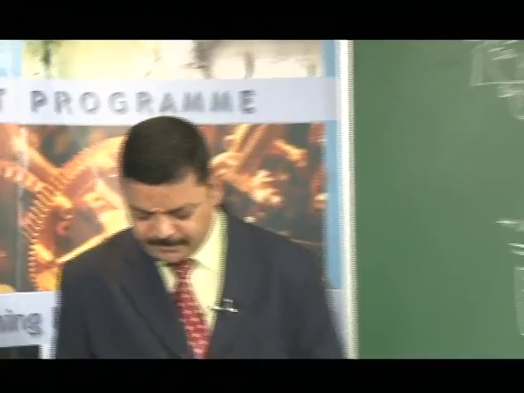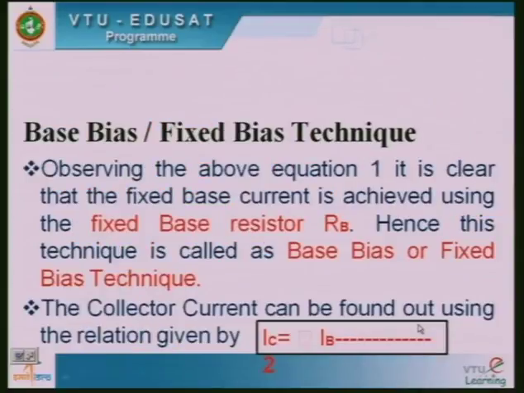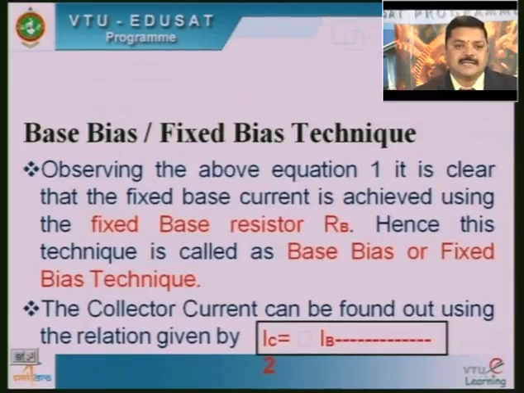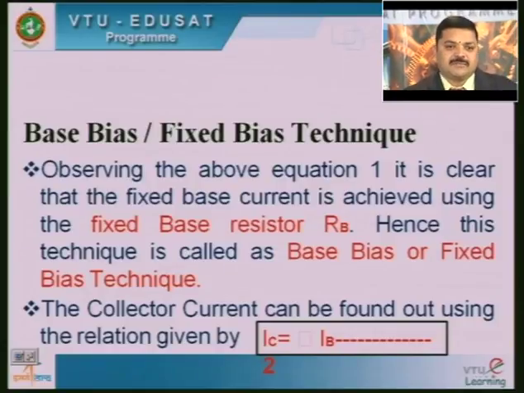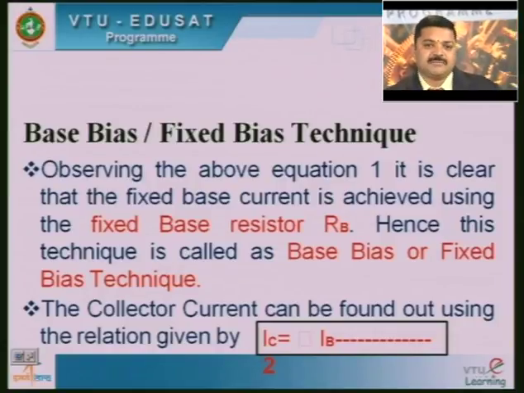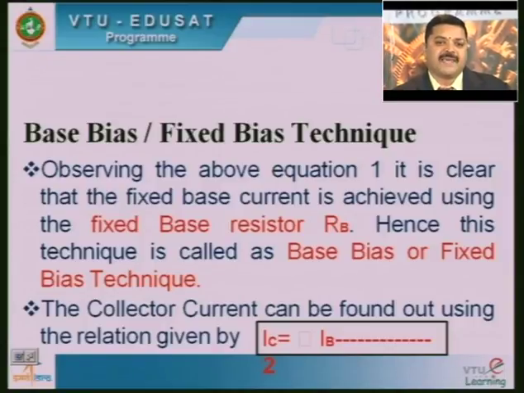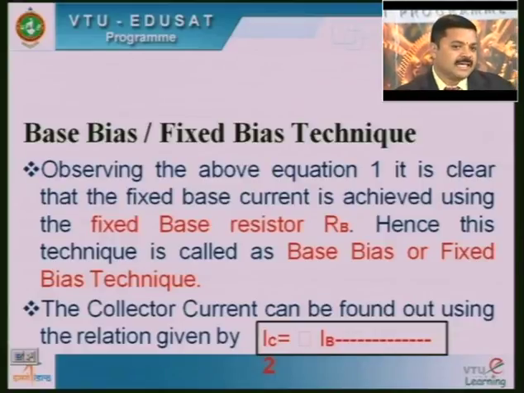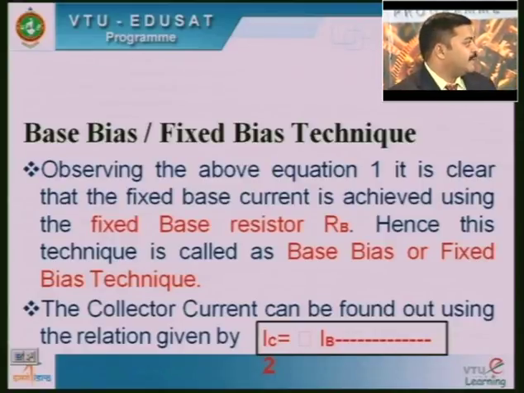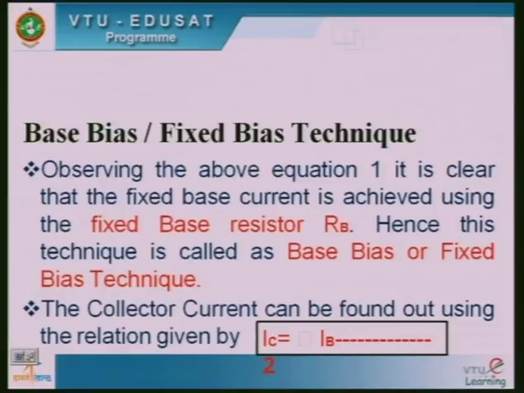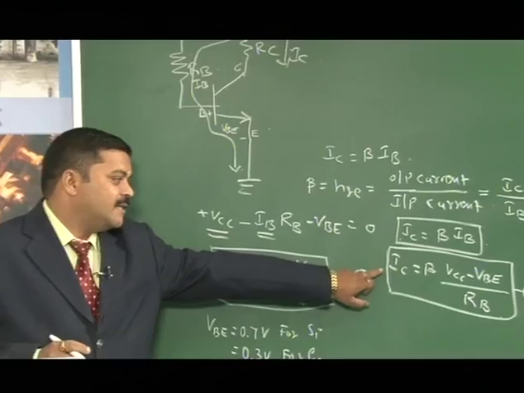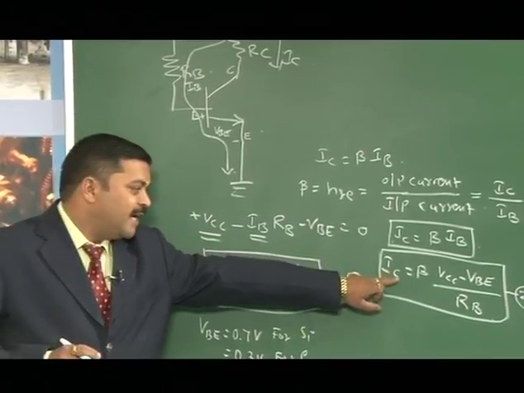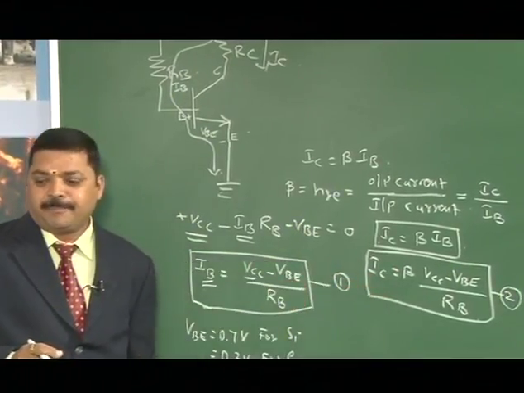Let us come back to this. Observing the above equation, that is equation number 1, it is clear that the fixed base current is achieved using the fixed bias base resistor RB. Hence this technique is called the base bias or fixed bias technique. The collector current is given by beta times IB, so we get IC is equal to beta times (VCC minus VBE) divided by RB.